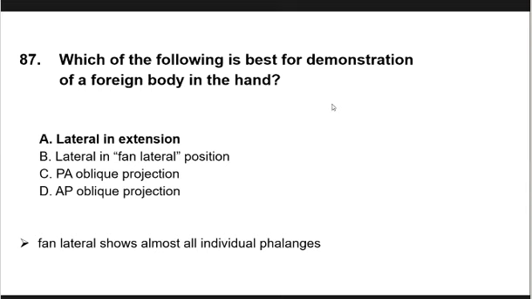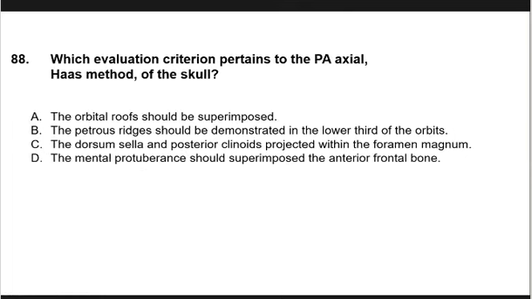Yan. Okay. So next, which evaluation criterion pertains to the PAH or HAAS method of the skull? Ano nga ang opposite ng HAAS sa skull? We have the Townes method, di ba? Townes method, that is the opposite of HAAS method. So, PAH sa Townes sa HAAS method, that is the opposite also of APH of the skull. Yan. So, ano ang evaluation criteria in the PAH or HAAS method of the skull?